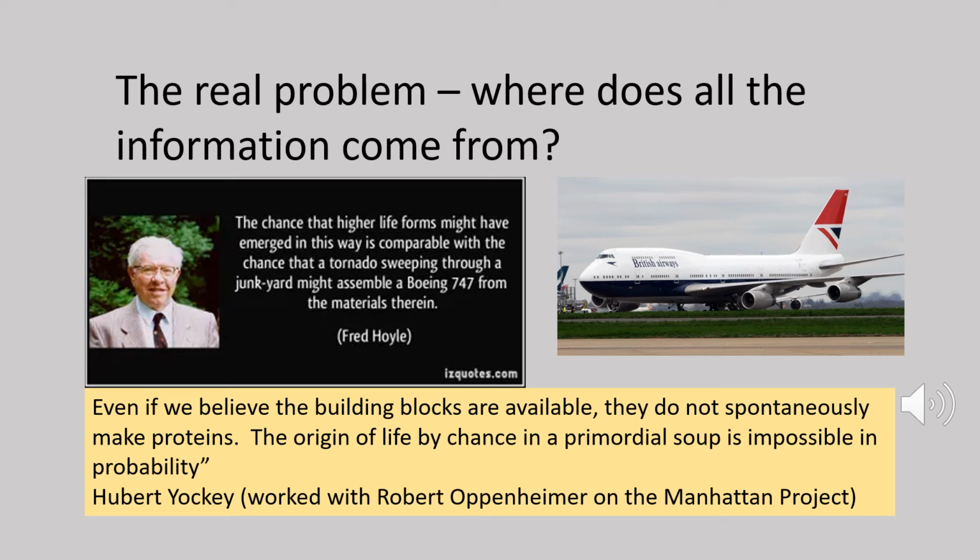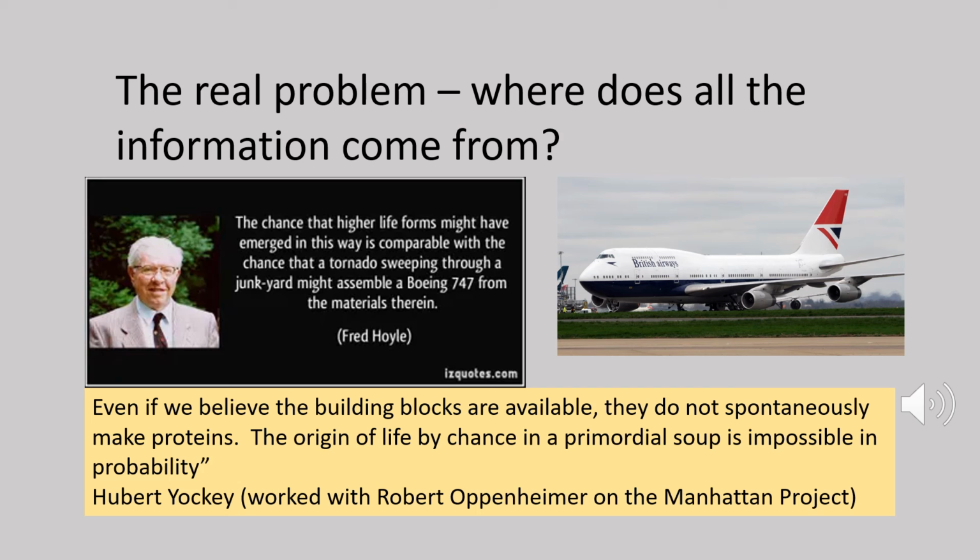Well, again, I mentioned this in a previous talk, but just to summarise, there's two quotes there. One from Fred Hoyle, famous, again, Nobel Prize winner. And he says the chance that higher life forms might have emerged in this way through this primordial soup is comparable with the chance that a tornado sweeping through a junkyard might assemble a Boeing 747 from the materials. In other words, you start with a junkyard where there's nothing. Somehow, by completely random chance, you make a jumbo jet.